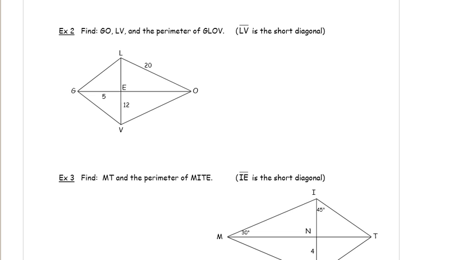Okay. So far I'm given these two sides. Remember, these are 90-degree angles, and I want to find my perimeter. Well, I already know LO is 20, and these are going to be the same. So I know that's 20. I know these are going to be the same too. So if I can find one of them, I know all of them.